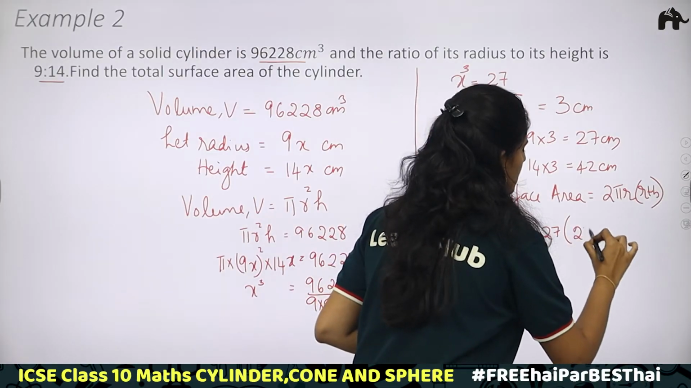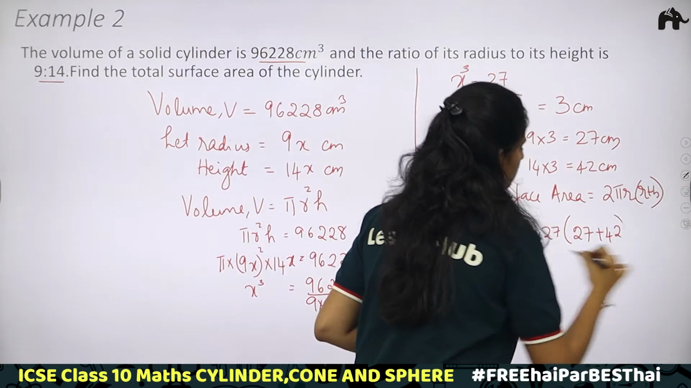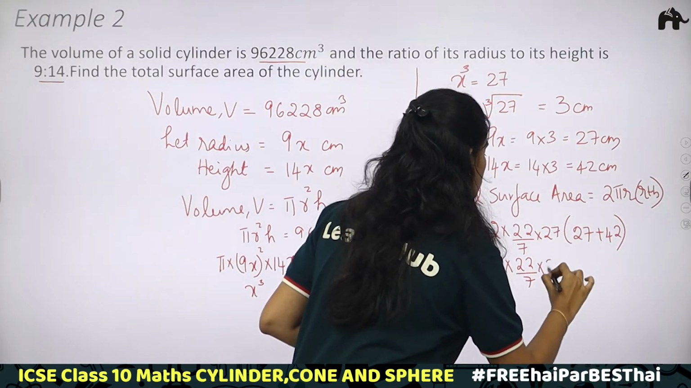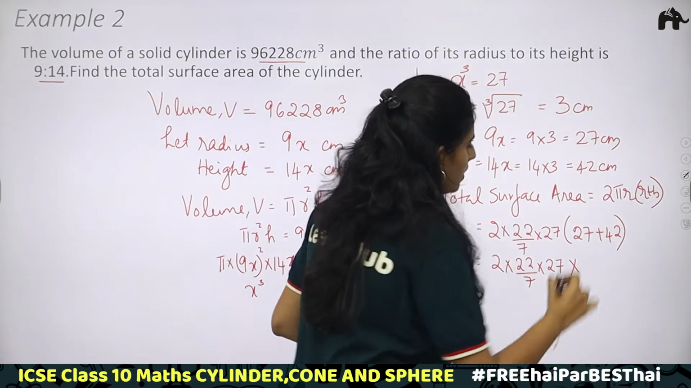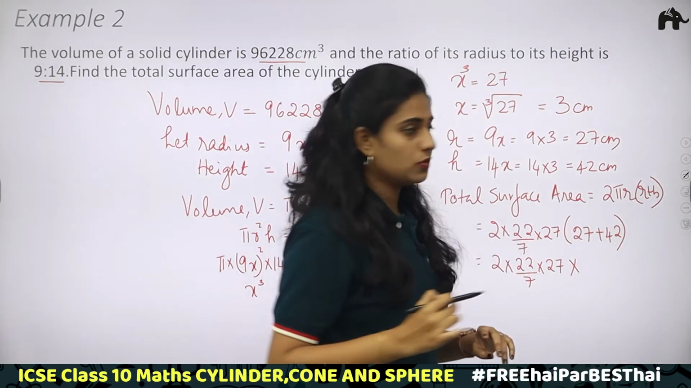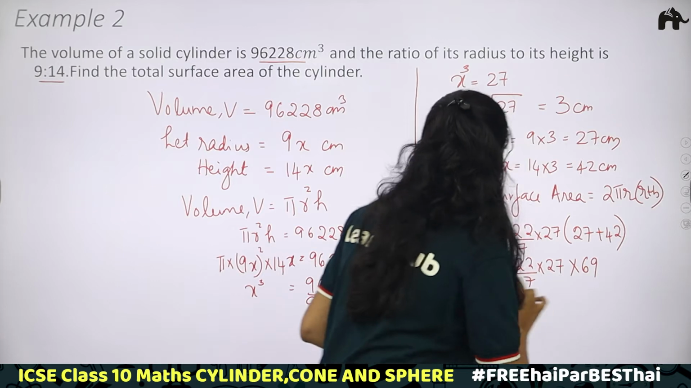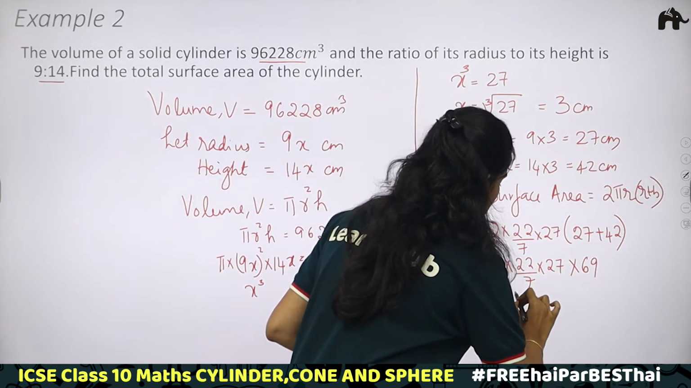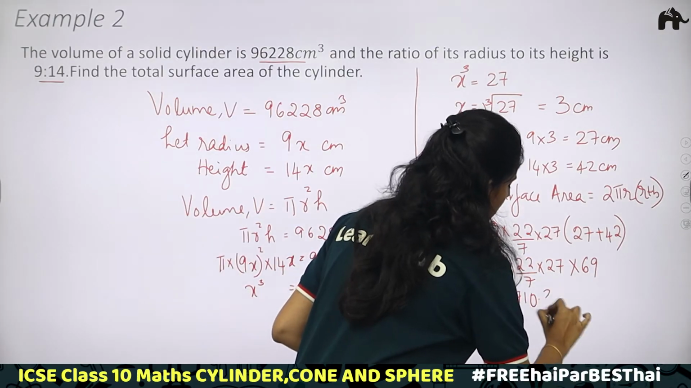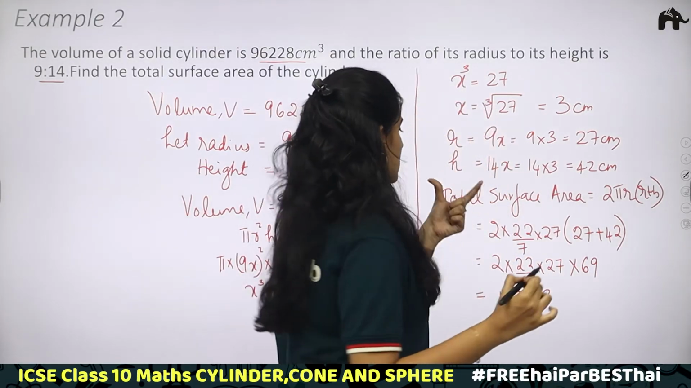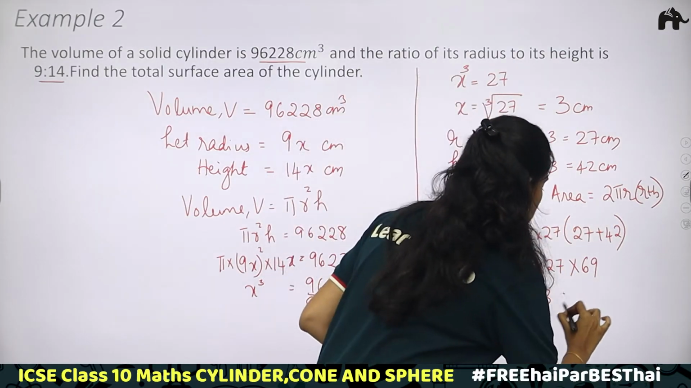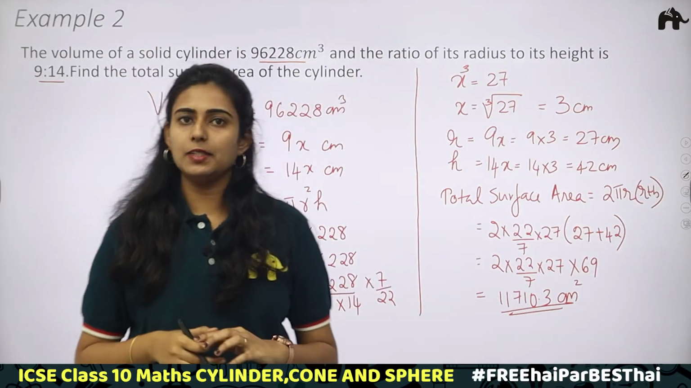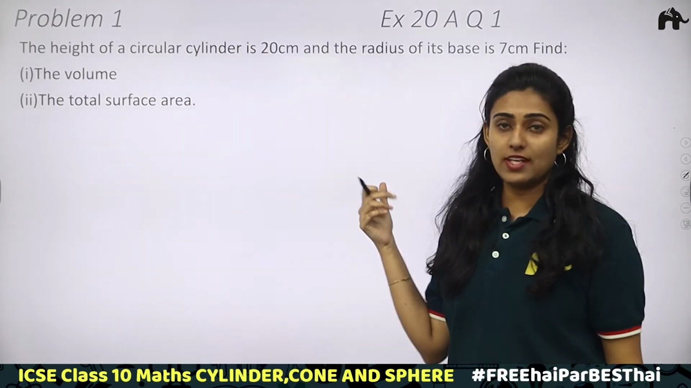27 plus 42. That is 2 into 22 divided by 7 into 27 into 27 plus 42. What do we get? 69. Okay. When you do the calculation, the final answer will be 11,710.3. What about the unit? This is total surface area. Therefore, the unit is centimeter square. Okay. So, this is your final answer. Clear?